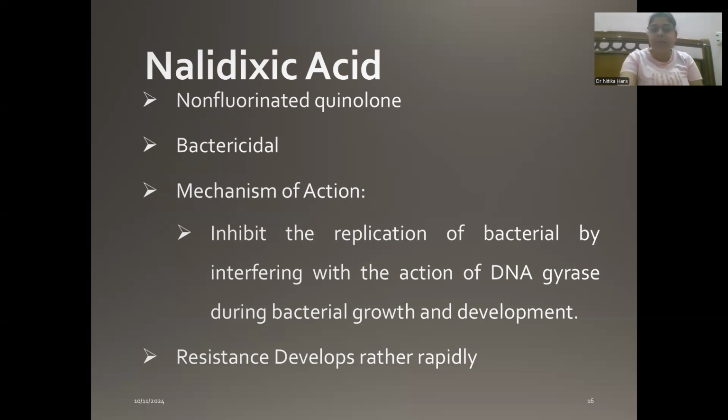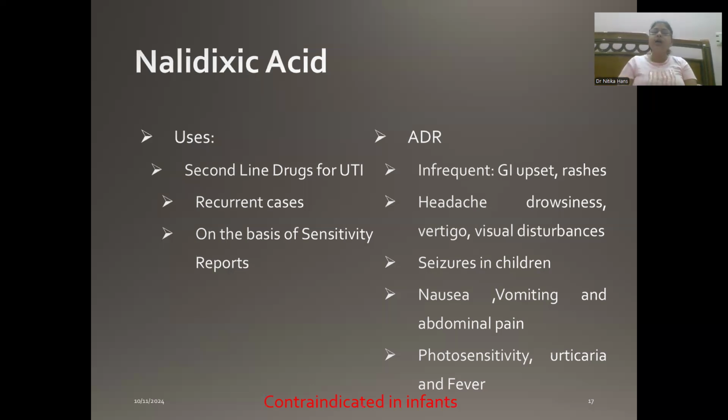Resistance develops rather rapidly. Its uses are as a second line drug for UTI, in recurrent cases, on the basis of sensitivity reports. Adverse reactions are infrequent: GI upset, rashes, headache, drowsiness, vertigo, visual disturbances, seizures in children, nausea, vomiting, abdominal pain, photosensitivity, urticaria, and fever can occur. It is contraindicated in infants.